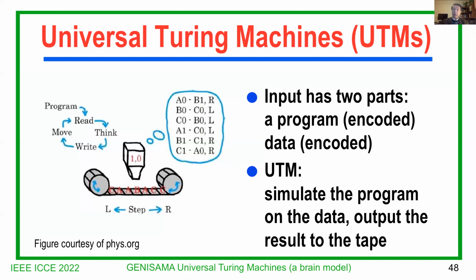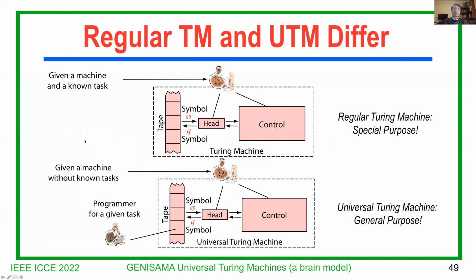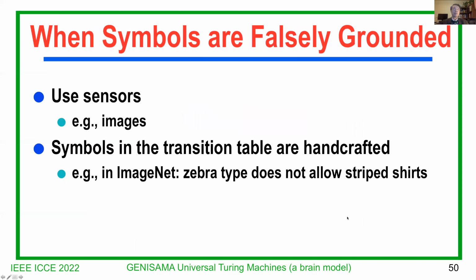And in our new theory, we say that the tape is the real world, and we don't need to code it. Now the regular Turing machine and the universal Turing machine do differ. A regular Turing machine has a known task, but a universal Turing machine does not have any task, because the task is on the tape, and the data is for the task. So it's open-ended, but at any time only one task. So it's general purpose. They differ.